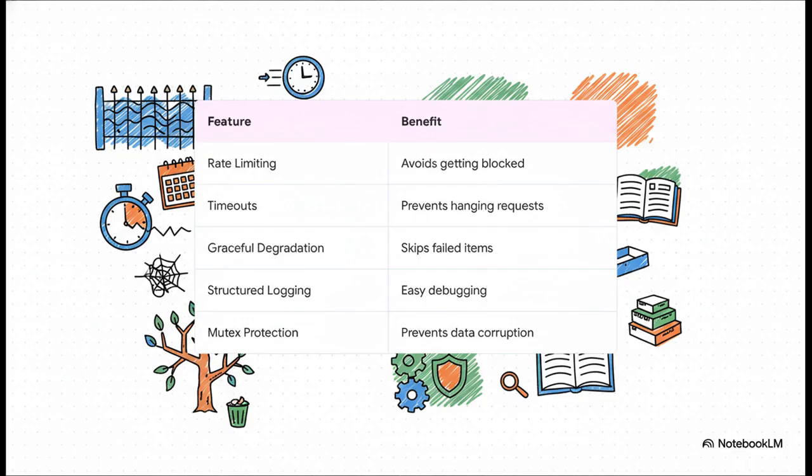If scraping one category fails, it just logs the error and moves on, instead of the whole program crashing and burning. And mutex protection, that's just a fancy way of saying it's like a traffic cop for your data, making sure concurrent processes don't write over each other and create a mess. This thing is built to survive.